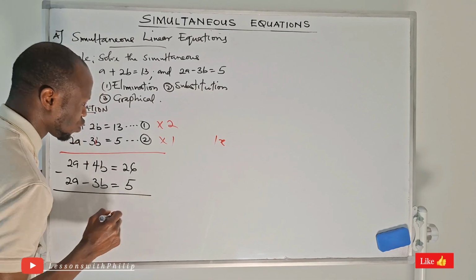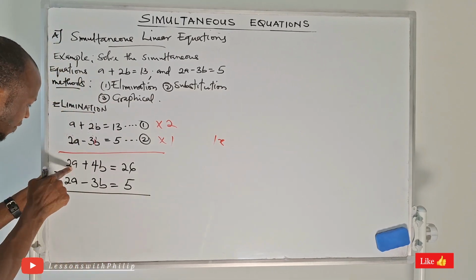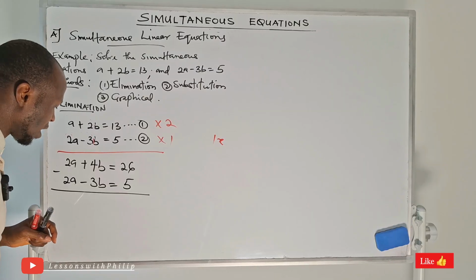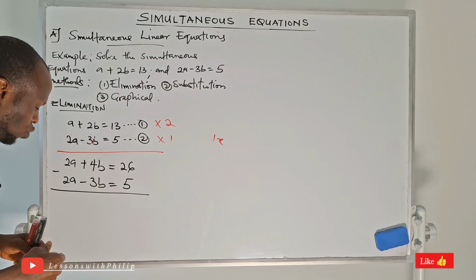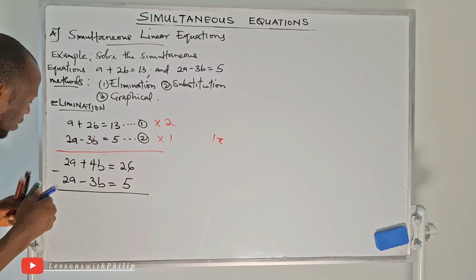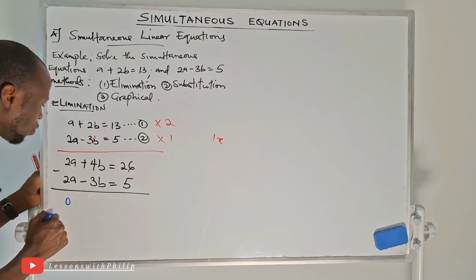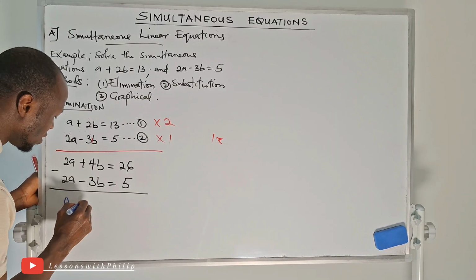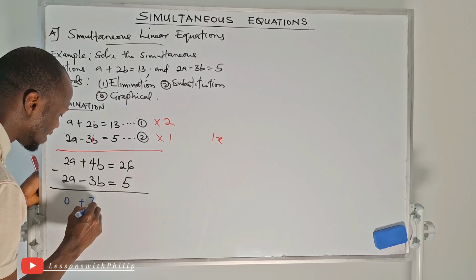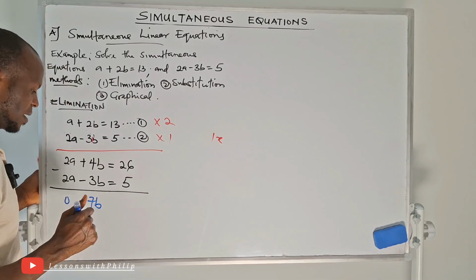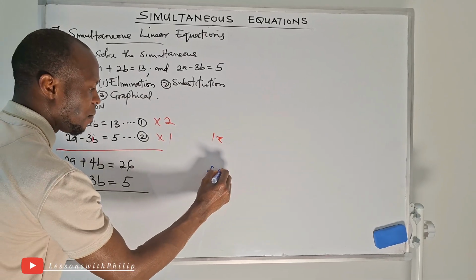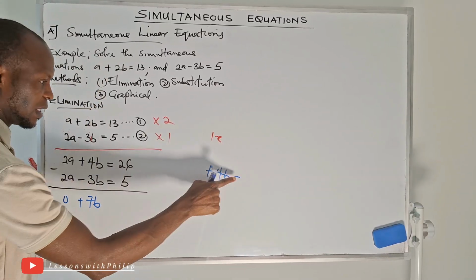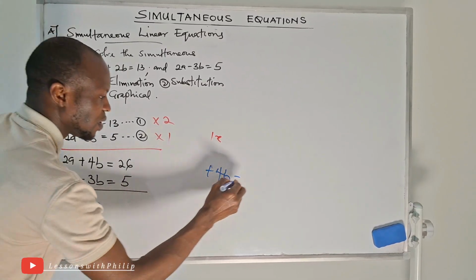If I subtract equation 1 from equation 2, then 2a minus 2a will give me 0. Let me use another color. 2a minus 2a will give me 0. Plus 4b minus 3b will give me what? Will give me plus 7b. Somebody says, how do I get that? We have plus 4b, minus, you see this minus here? That is the minus. We have minus 3b.